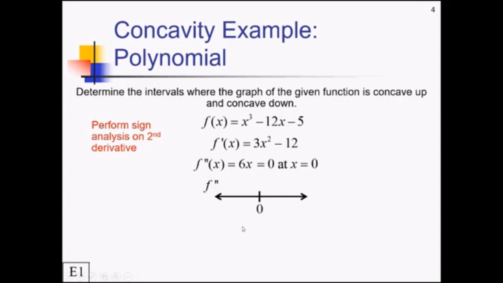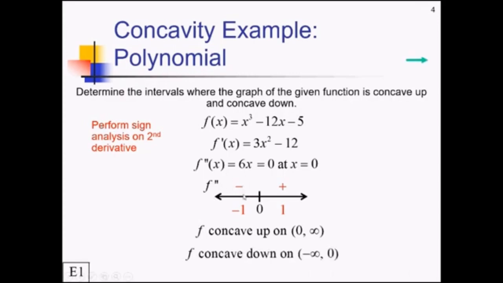If I test something a little bit to the left, like -1, note that I am now plugging this into f double prime, not f prime. So plugging it into f double prime, that's going to be a negative. And if I plug a positive like 1 into f double prime, that's going to come out positive. So based off of this, we can conclude that our graph is concave up wherever second derivative is positive, so from 0 to infinity. And we can conclude our f is concave down on negative infinity to 0, because that's where f double prime is negative.